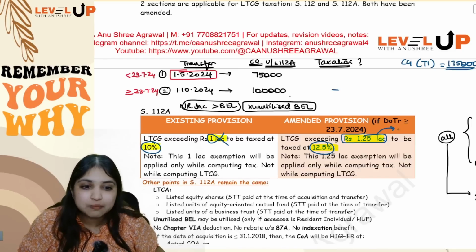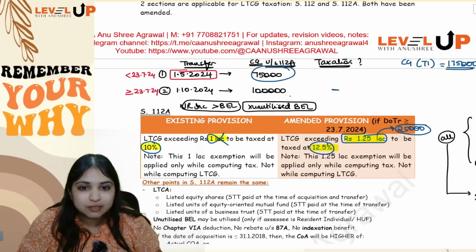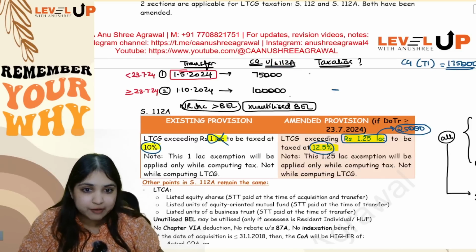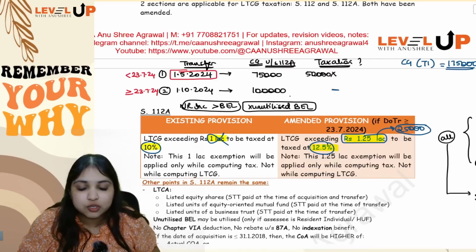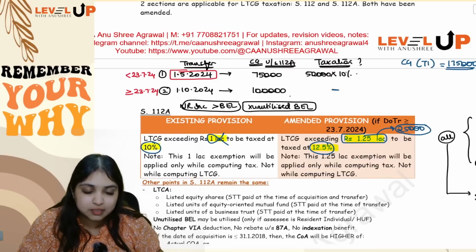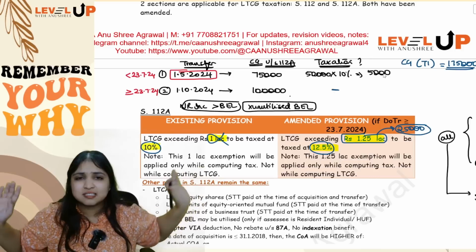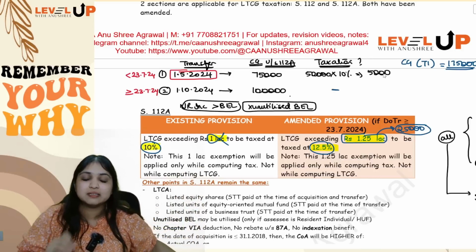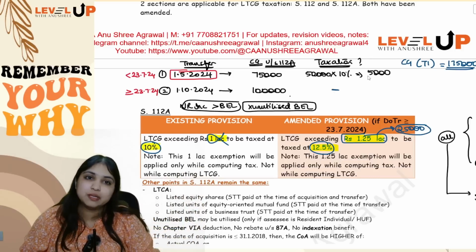So how much more exemption am I left with? 25,000 exemption I am more left with. That 25,000 exemption I will give over here. So what is the balance gain I'm left with? 50,000. On that 50,000, before 23rd July 24, the tax rate is 10%. So your tax liability is going to be 5,000. Surcharge and all, if applicable, as usual only. So the tax liability in this case on this capital gains will be 5,000.